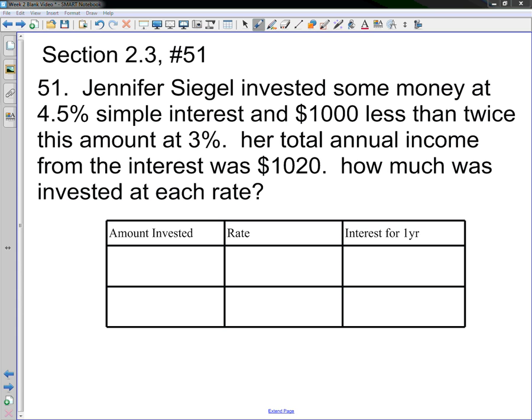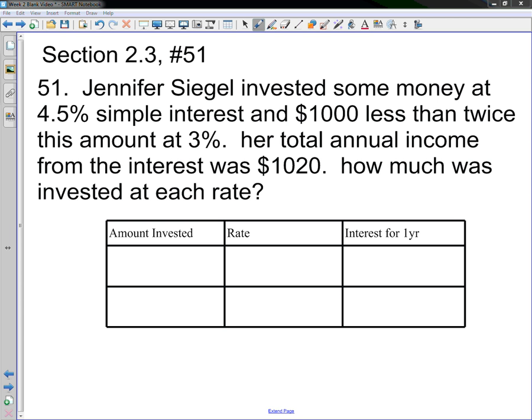This is part 2. We're going to continue on with section 2.3. This is number 51. This is an investment problem. There are a couple different ways to do these types of problems. For now, in section 2.3, we haven't got to systems of equations yet. So we'll be working these without the use of systems of equations, which means we're going to try to work these problems with only one variable and not two variables. So let's go ahead and start this one.